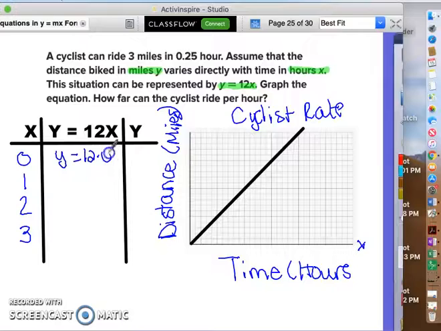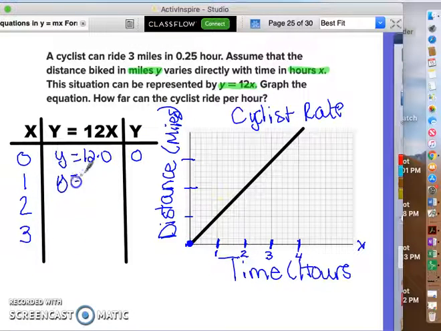So 12 times 0 is 0. So my x is 0, my y is 0. I'm going to put points. I'm going to make notches here, and each one has to be the same distance between them. So 0, 0, and this would be 1. So 1 hour. This represents 2 hours, 3 hours, and so forth. I'm going to put notches here, and it's going to represent the miles.